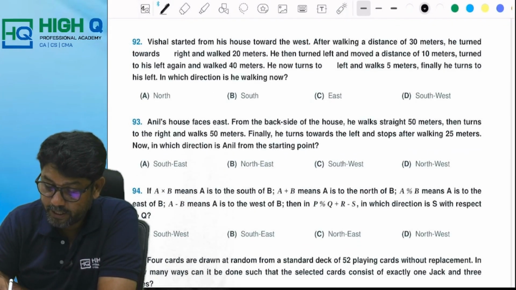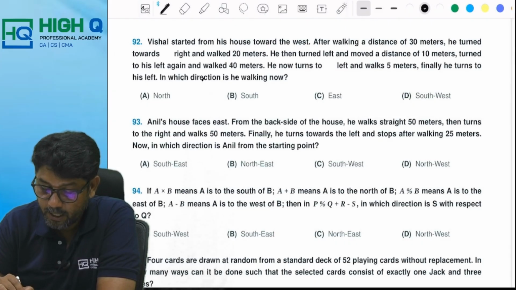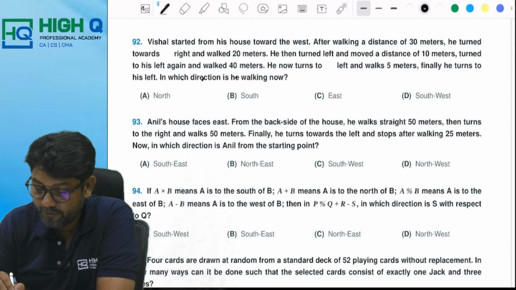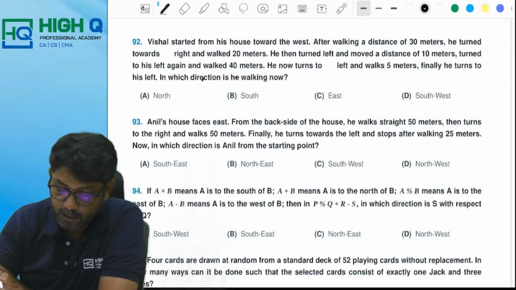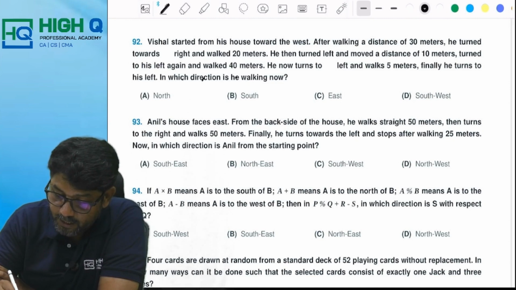Now, Vishal started from his house towards west. After walking a distance of 30 meters, he turned towards right and walked 20 meters. He then turned left and moved a distance of 10 meters, turned to his left again and walked 40 meters. He now turns to left and walks 5 meters. Finally, he turns to his left. In which direction is he walking now?